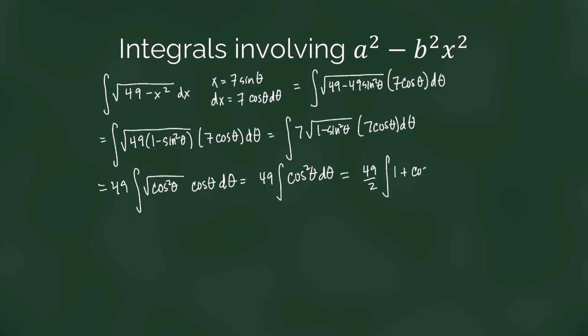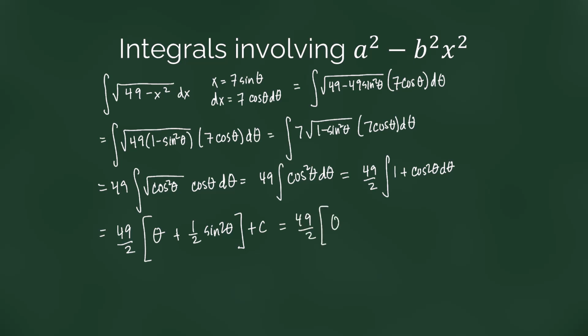We'll use a half angle formula now. So we're going to rewrite cosine squared theta as 1 plus cosine 2 theta over 2. Bring the 2 to the outside. Now we anti-differentiate. So we get 49 over 2 times theta plus 1/2 the sine of 2 theta. Of course, we'll add on our constant. We're going to rewrite sine of 2 theta as 2 sine theta cosine theta. But the 2 and the 1/2 cancel, so we just get 49 over 2 times theta plus sine theta cosine theta plus c.